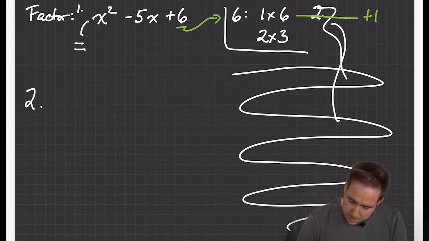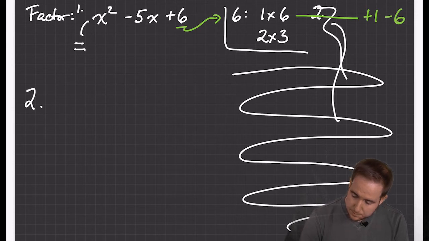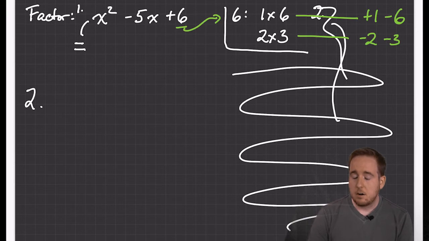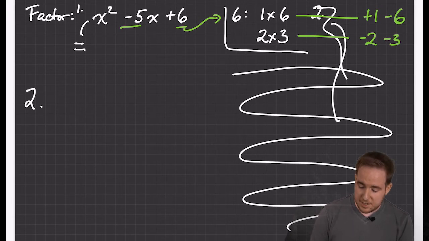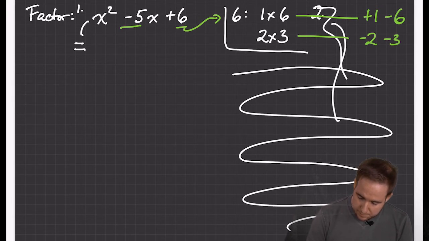Plus 1 minus 6. That is equal to minus 5. But also, minus 2 and minus 3 are equal to minus 5. That's a problem, and you have to find a way to tell the difference. So let's get rid of that. And this is what you do.